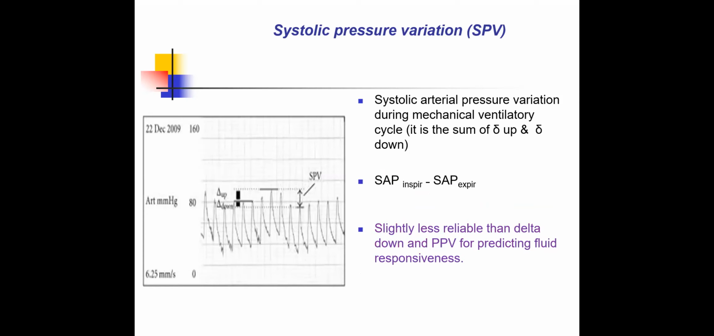So SPV during the mechanical ventilatory cycle is the sum of delta up and delta down. As we see here, delta up plus delta down makes the systolic pressure variation, inspiratory phase minus expiratory phase. Slightly, it is less reliable than delta down and pulse pressure variation for predicting fluid responsiveness.